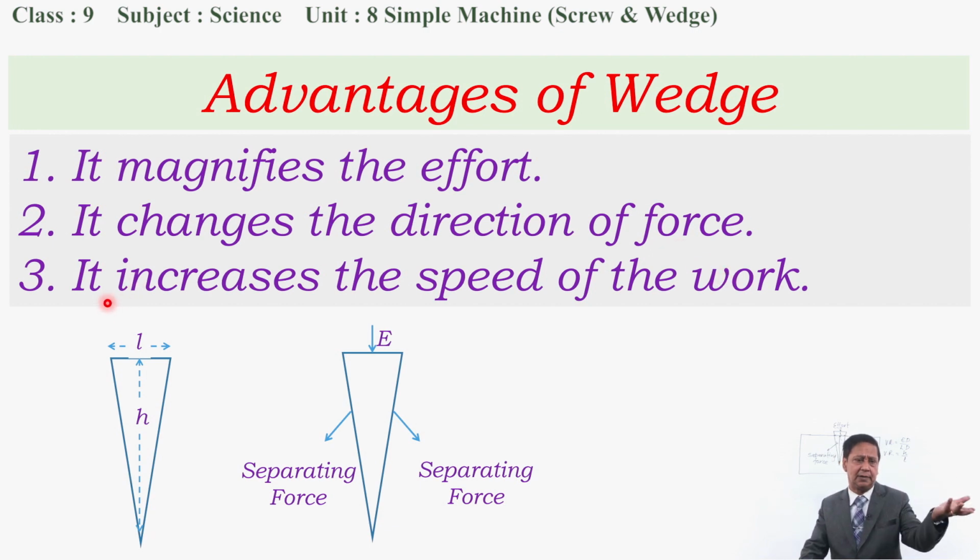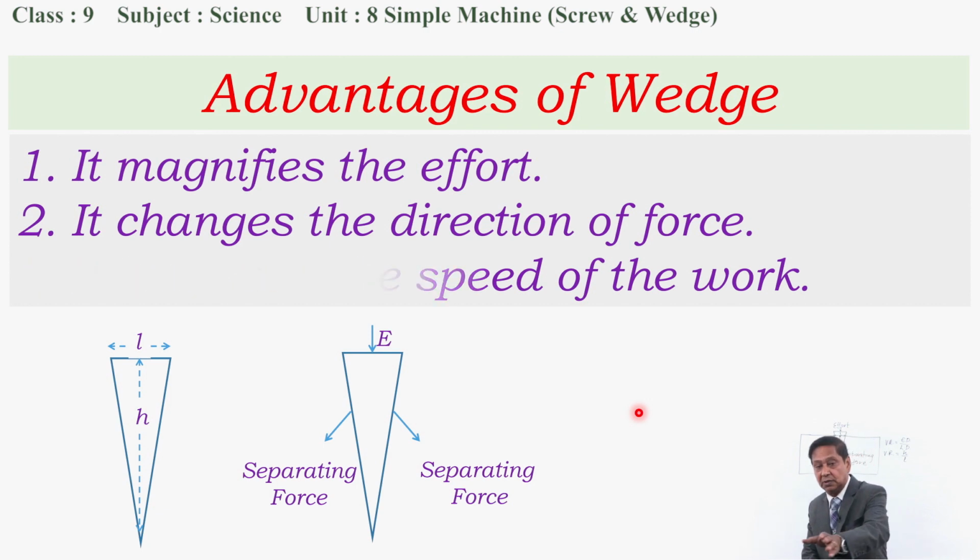Now what about third? It increases the speed of the work. Can wedge increase the speed of the work? Let's think about this. To increase the speed of the work, you know that load distance should be greater than effort distance, and it is not possible in wedge. Effort distance is always greater than that of the load distance. If effort distance is always greater and load distance can never be greater than effort distance, then it cannot increase the speed of the work. That's why I want to remove this.